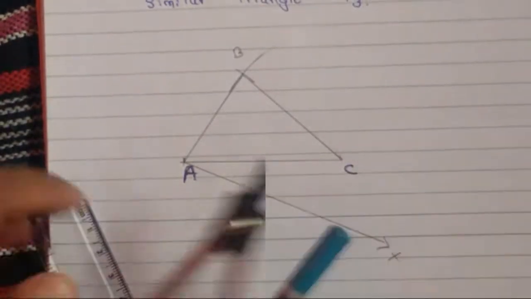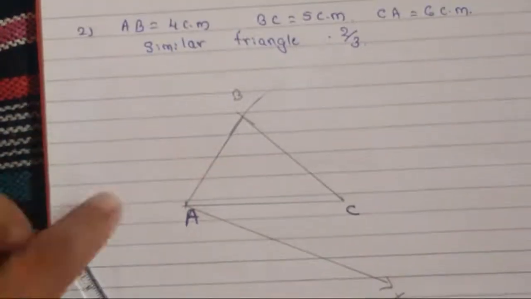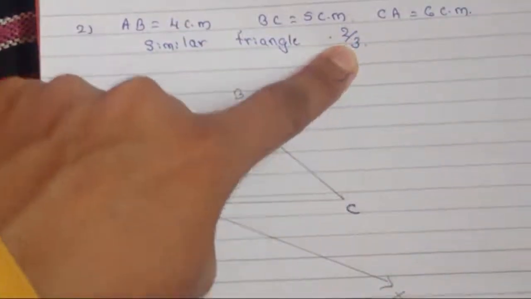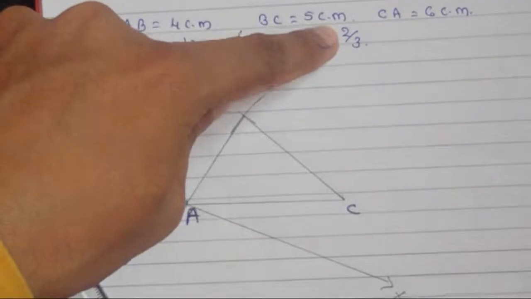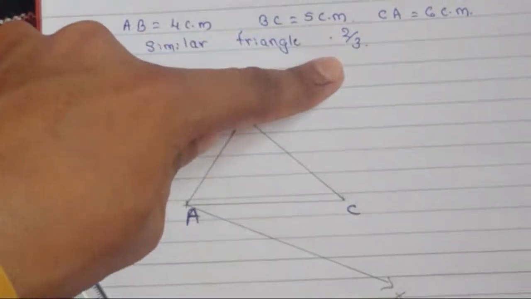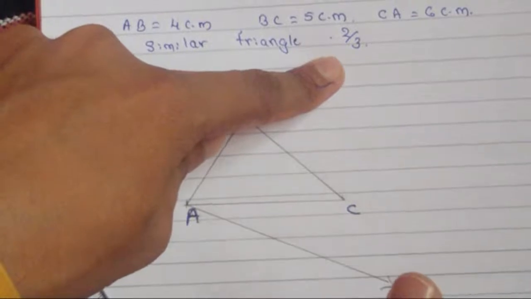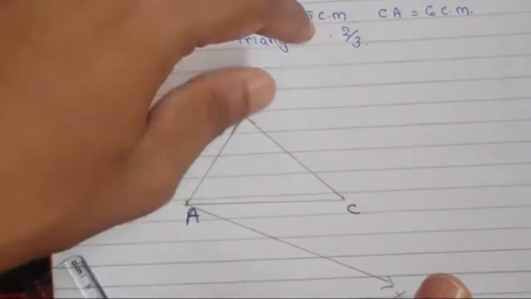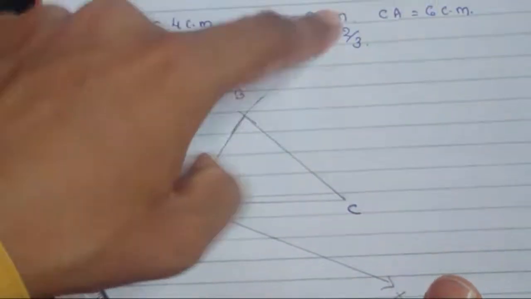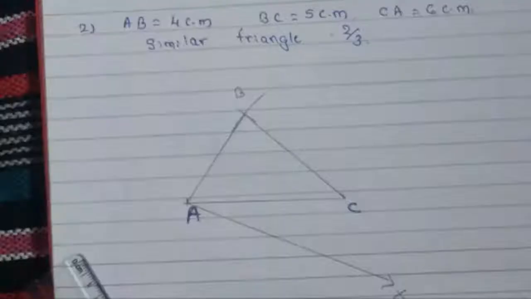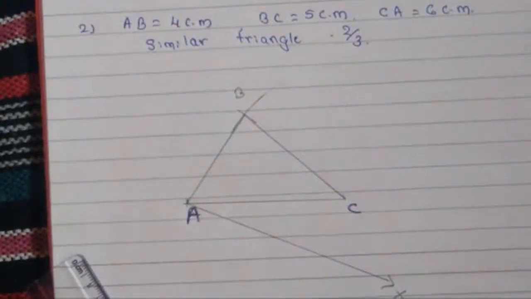Now, your ratio is given. Ratio is how much? 2 by 3. In the ratio, numerator is 2, denominator is 3. In that we have to consider the highest value. Which is the highest value? In 2 and 3, which is the highest value? Comment me fast.